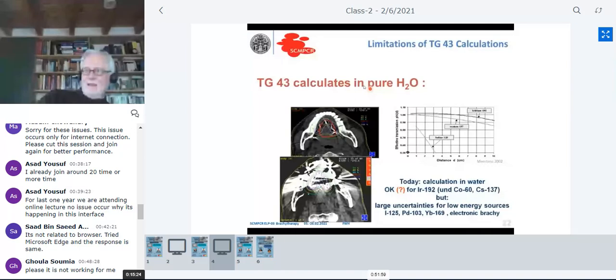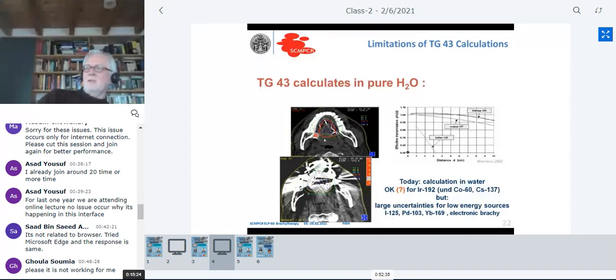And the second thing is it calculates in pure water. It takes no account of any kind of heterogeneity, like a bone here. And that means that what you see here on a CT based dose planning is actually only an overlay of a calculation in water in an infinite phantom.